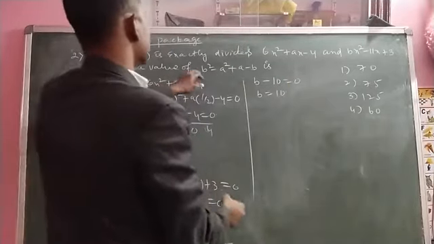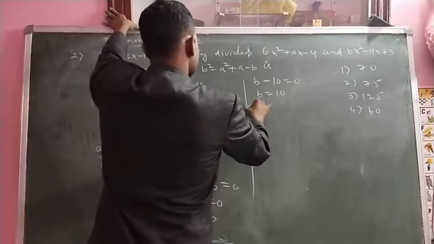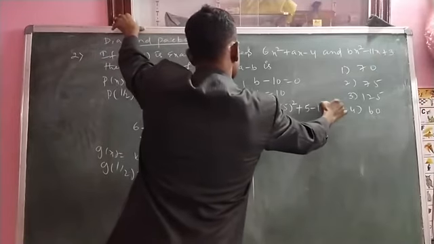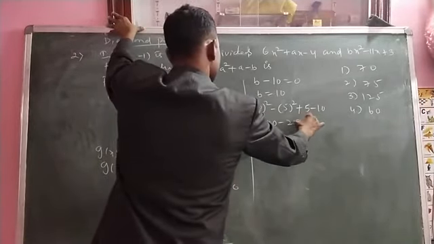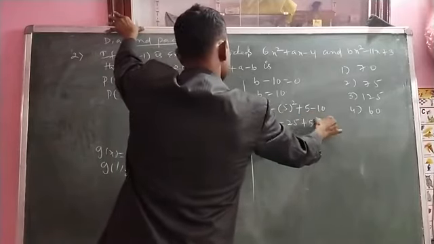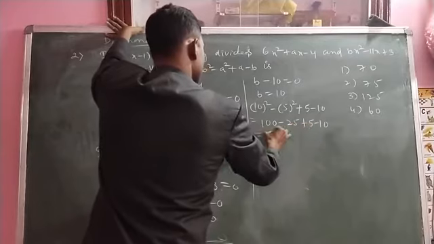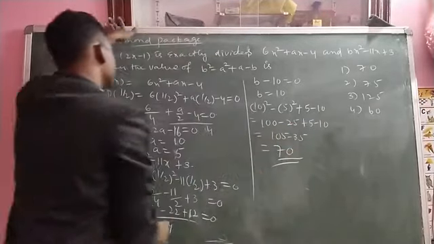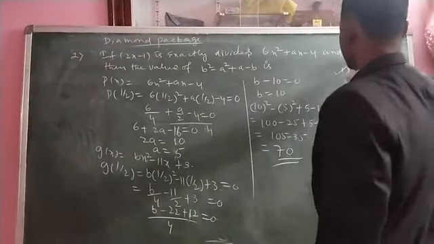Now you can find the value of b square minus a square plus a minus b. B square means here 10 square minus 5 square plus 5 minus 10. Okay, now 10 square means 100 minus 25 plus 5 minus 10. Now this is 35, this is 105. 105 minus 35 is equal to 70, your answer is 70. This is the first option, note down.